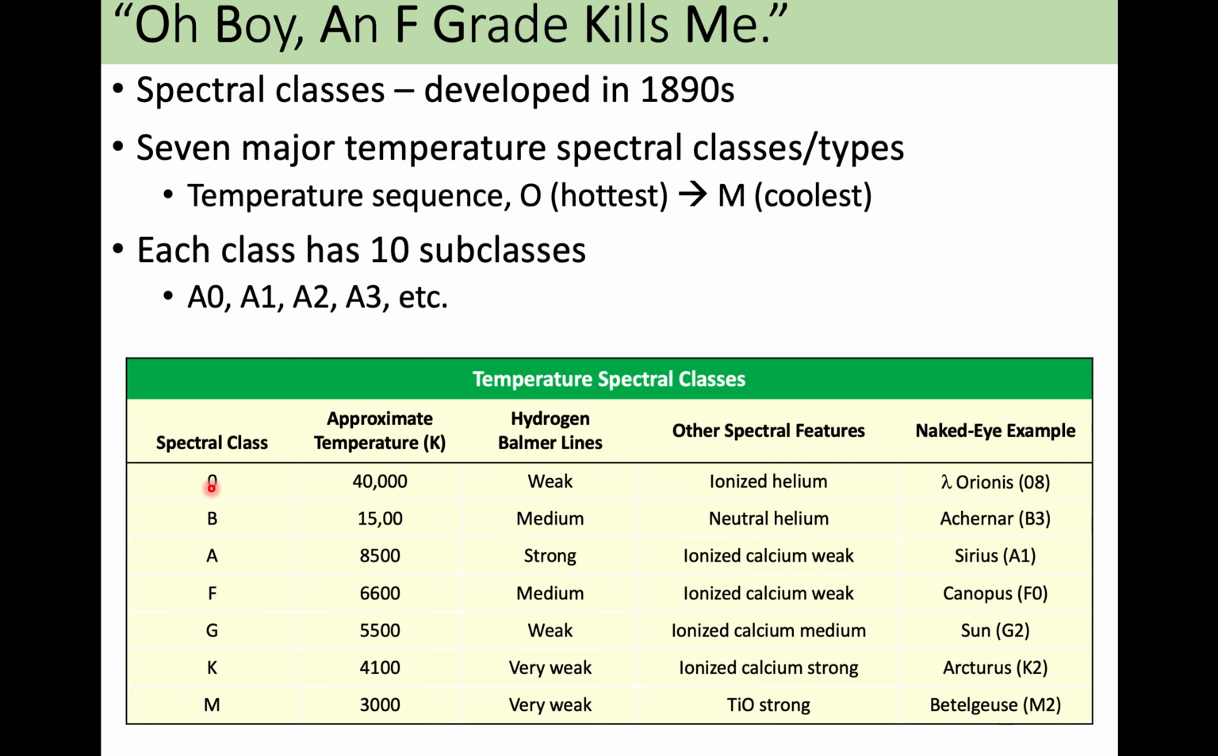So each of these spectral classes also has 10 subclasses underneath. So with A, you have A0, A1, A2, A3, A4, etc. But these are the main spectral classes when we are separating stars into groups or classes based on temperature.